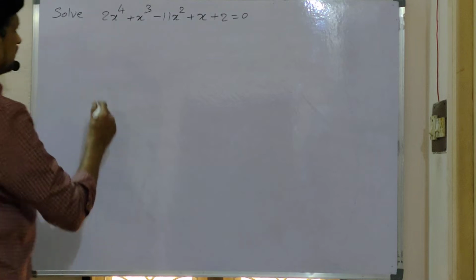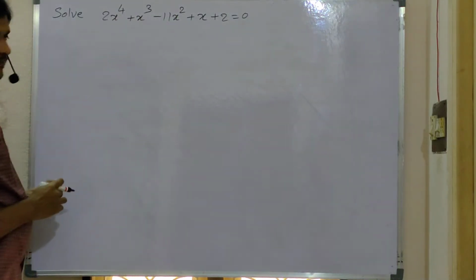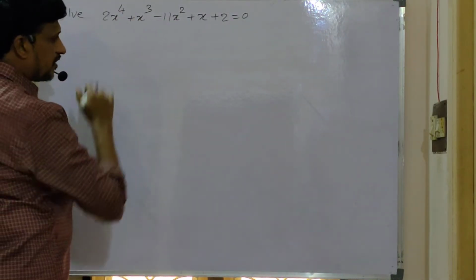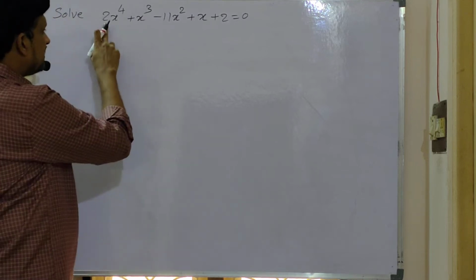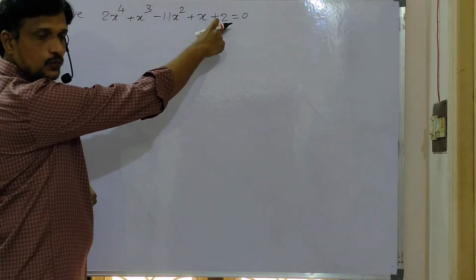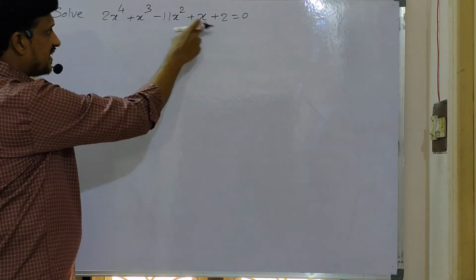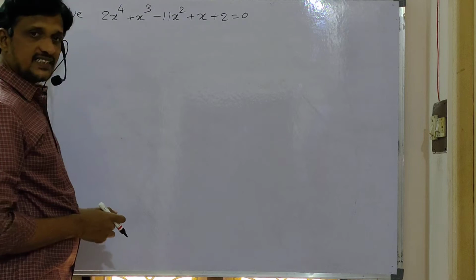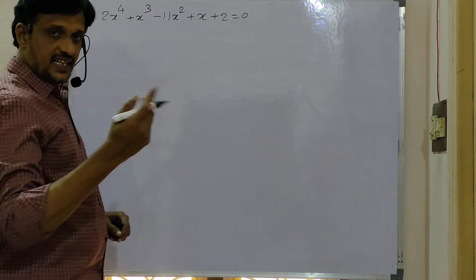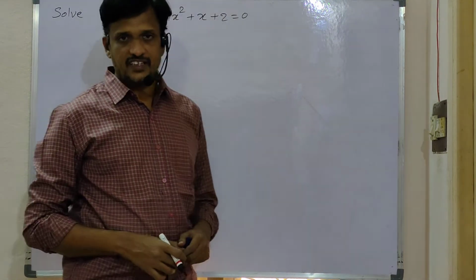So here, this is the given equation. To solve this type of equation, just observe the coefficients first. Here the first is 2 and the last one is also 2. The second from either side is the same, that is 1. So these are called reciprocal equations. In the theory of equations, we will get this type of equations.